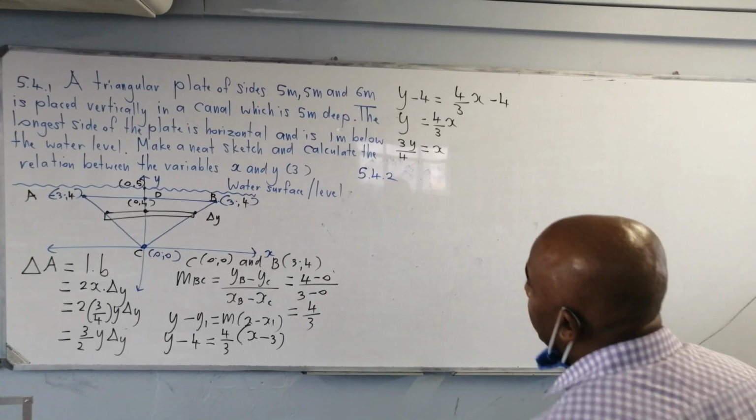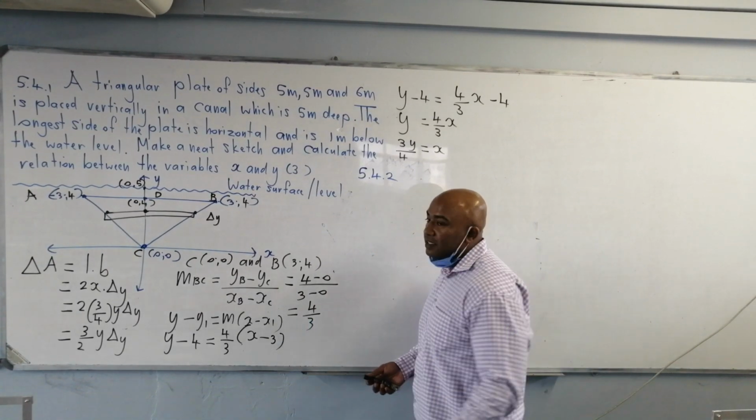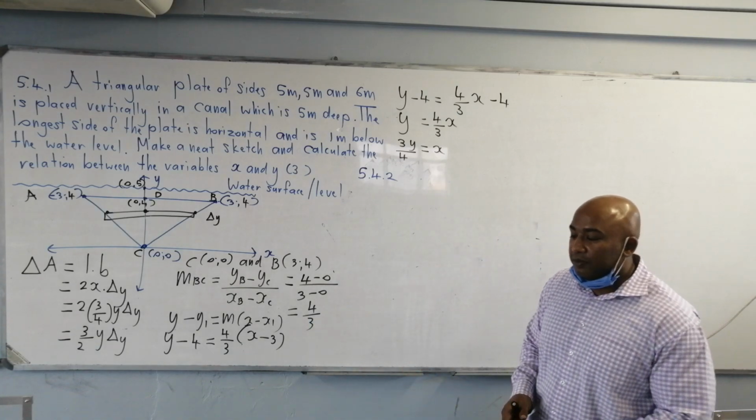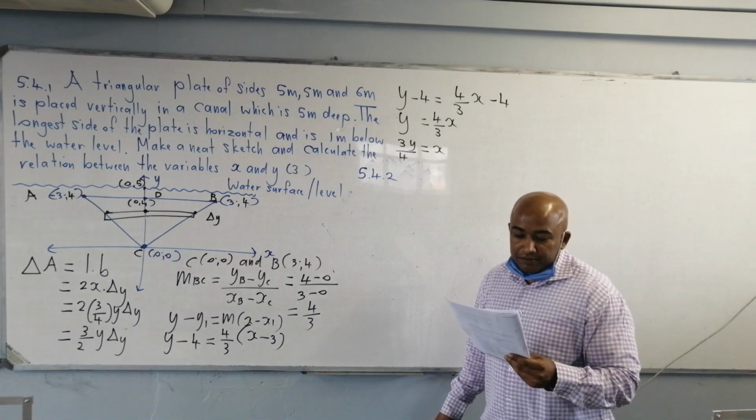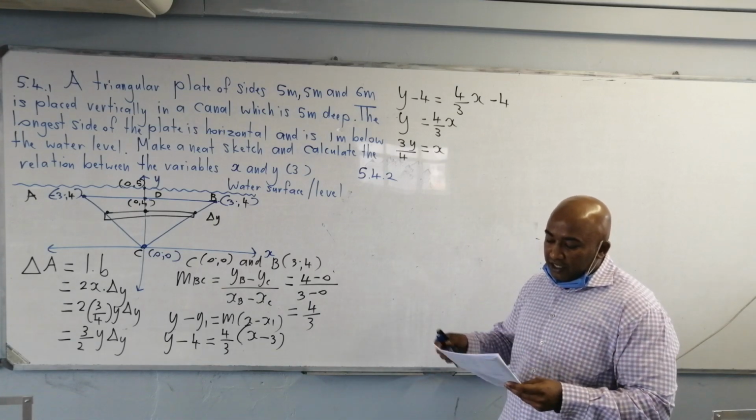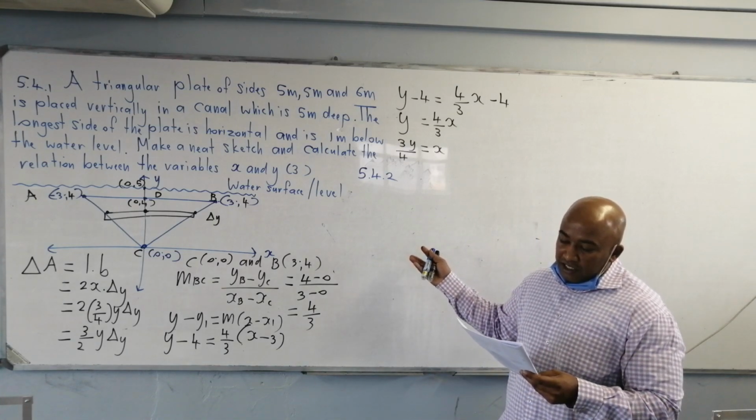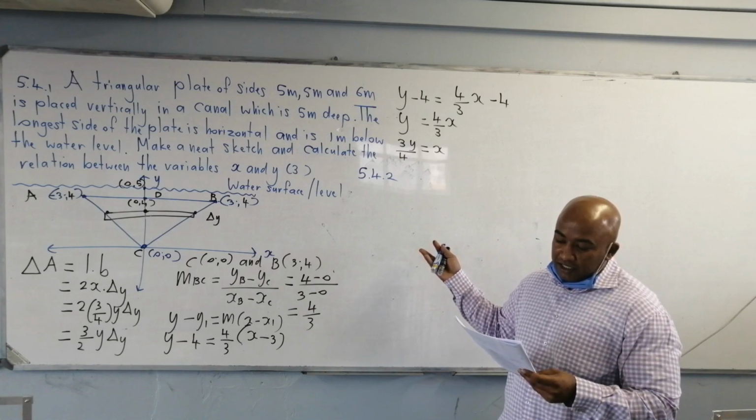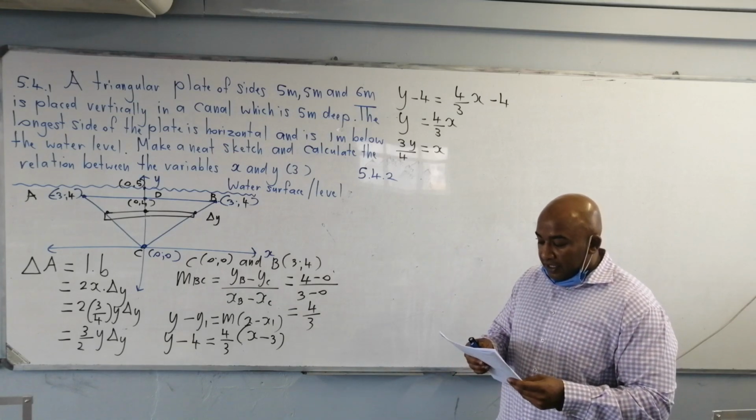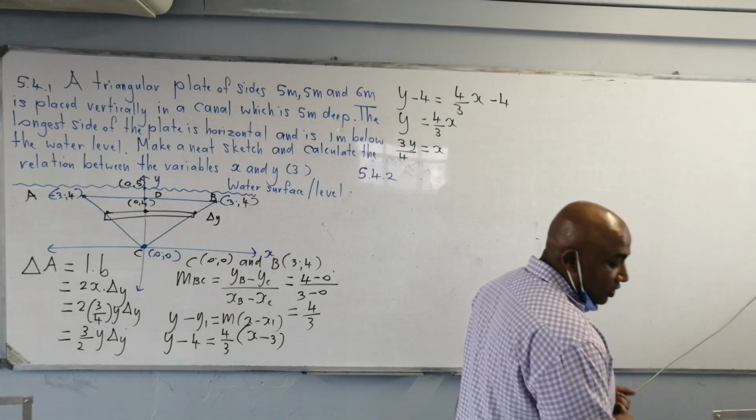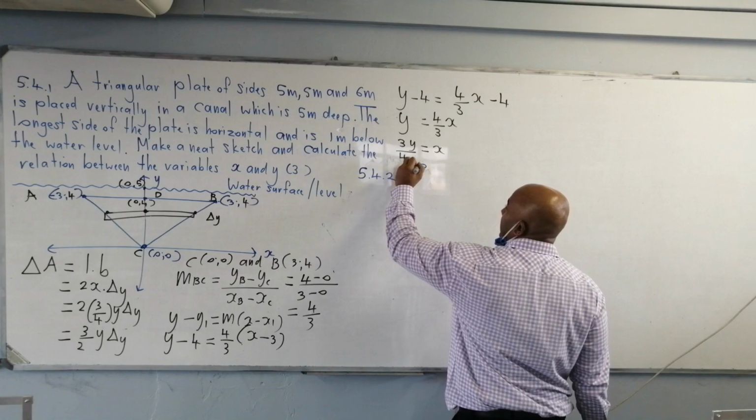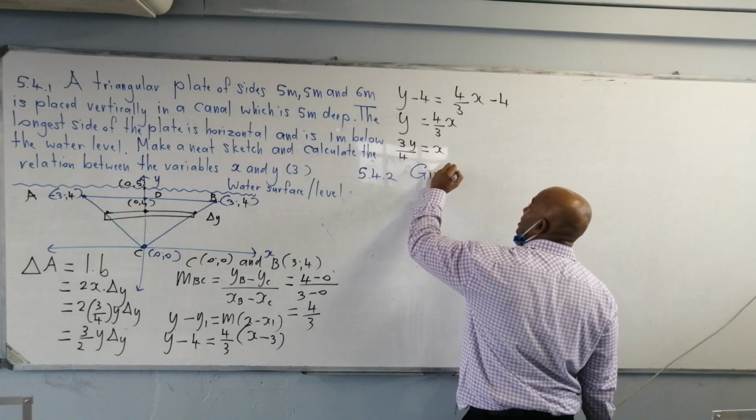Alright, so 5.4.2, basically it's calculate the depth of the center of fluid pressure. Let me just read out the question. Calculate the second moment of area of the plate above the water level, as well as the center of fluid pressure. If the area moment is equal to 28 meters, so let me write the given information here.